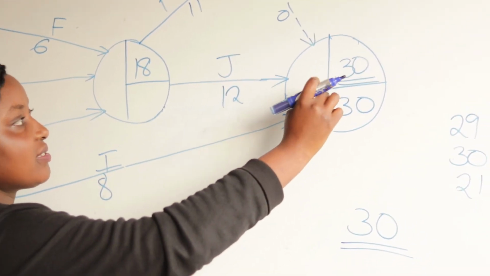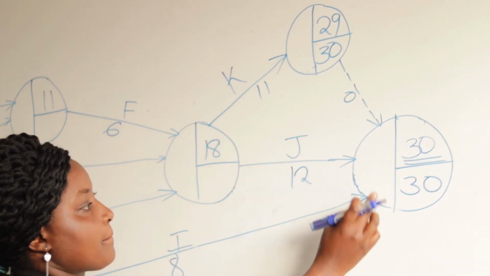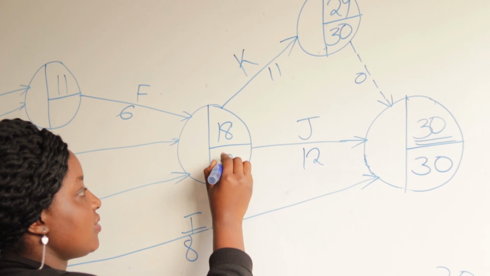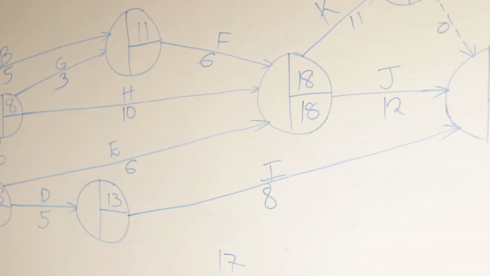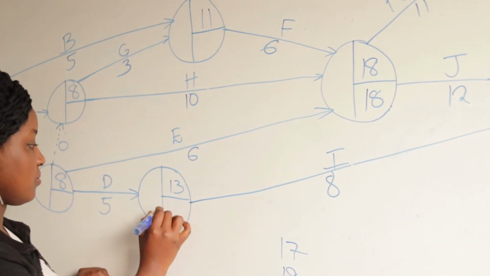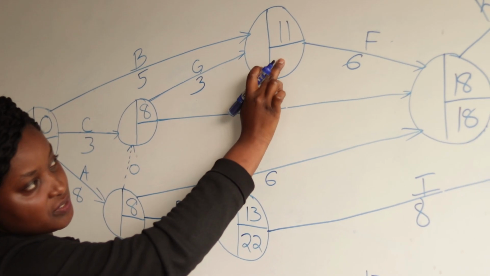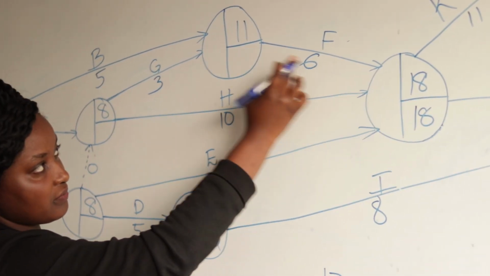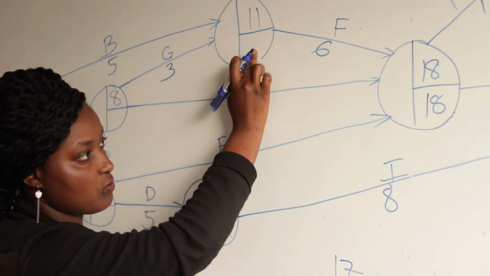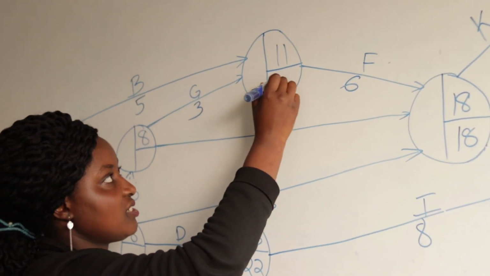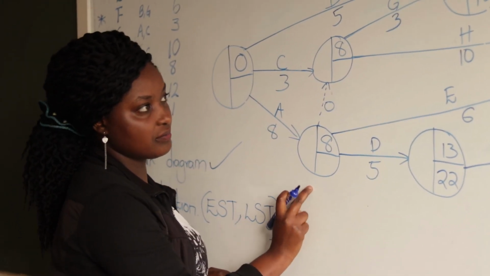Then we go back. This is 30 minus 0, giving us 30. 30 minus 12, giving us 18. And then this one is 30 minus 8, giving us 22. Then we proceed to this one. This was just one arrow, so we only have one way of determining this lower quarter. 18 minus 6, which is 12. Then we go back.